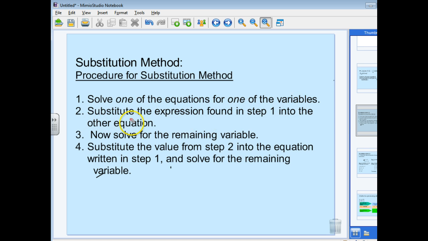Step 2 is to substitute the expression found in step 1 into the other equation, and then we are going to solve for the remaining variable. Then whatever variable we solved for, we are going to plug it back into the first equation to solve. Alright, I know it may sound confusing, but once you get used to doing it, it's not that complicated.